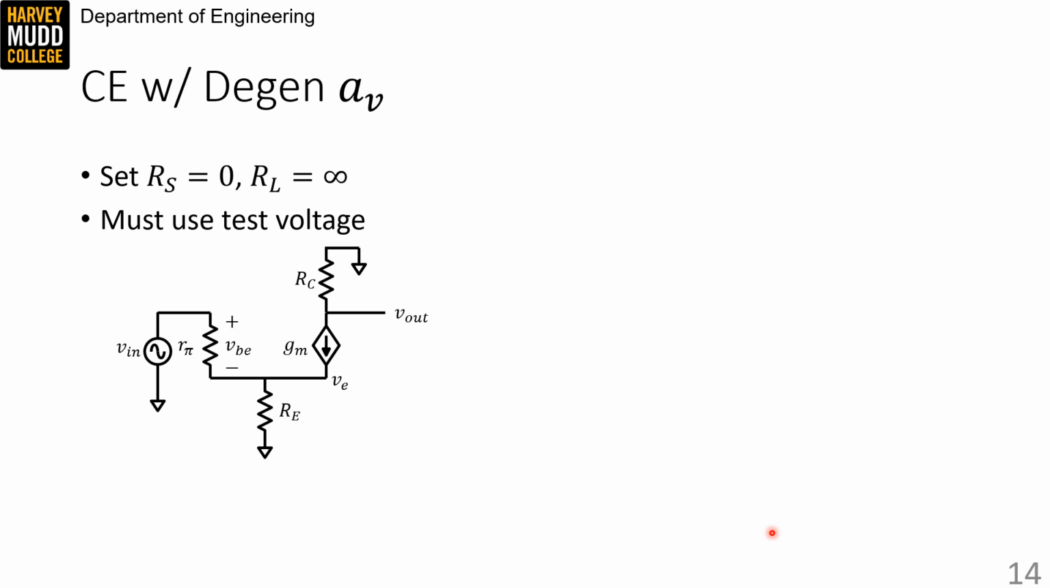Pause the video and try to find the gain of this amplifier. This is a somewhat new derivation, so I'm going to show it step by step. I started by finding that Vout is given by the GM generator current passing through RC. Vout is negative because the GM generator current runs up from ground to Vout through RC, so the positive side of RC is close to ground and the negative side is close to Vout.